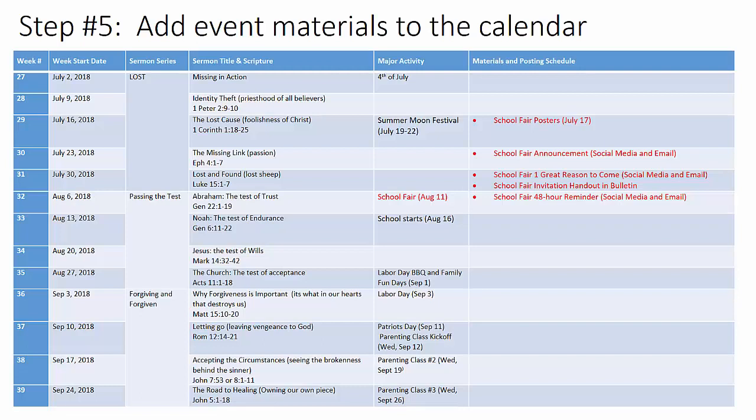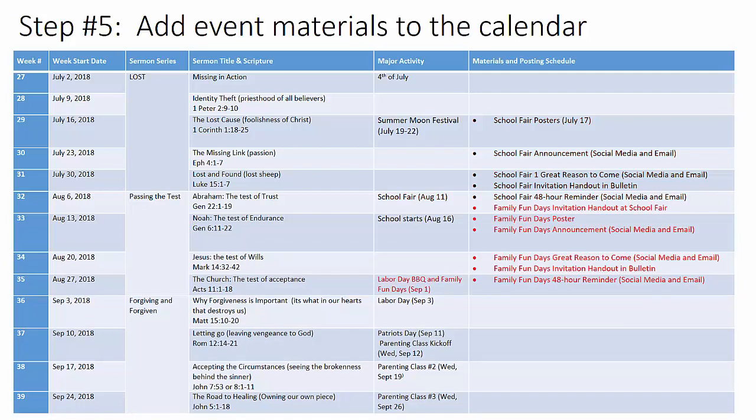Next, you add the event material. So taking that recipe, what we did is we just started to lay that out. So 3 weeks before the school fair, we put in the school fair posters, and that's when we're going to post that. Then, the school fair announcement, which is 2 weeks out. The one great reason to come, 1 week out. The invitation in the bulletin, that Sunday. And then finally, the 48-hour reminder before the school fair.